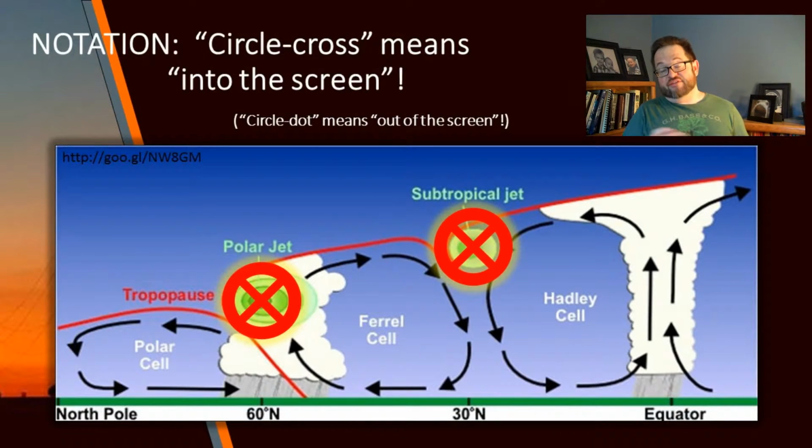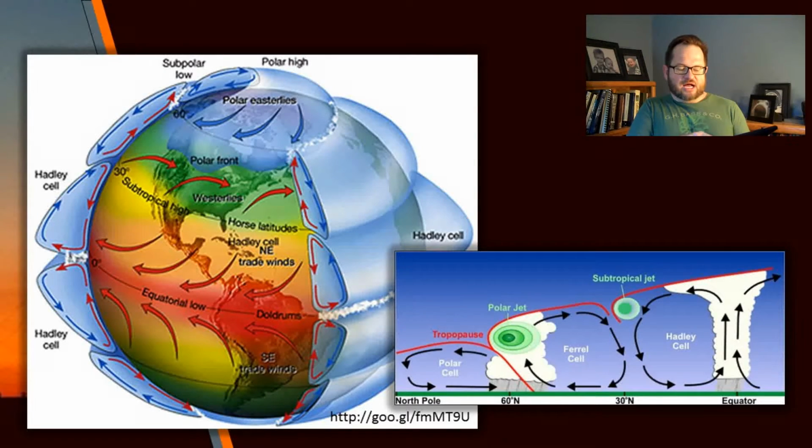If it were opposite, if this had been drawn in such a way that the wind was coming out of the screen, we'd have used circle dot. It's a circle with a dot in the middle. Okay, we'll review that notation the next time we need it here. But again, just to review, these features of the general circulation, like the Hadley cell and subtropical highs and polar easterlies and all that, subtropical jets and mid-latitude jets are part of that story.